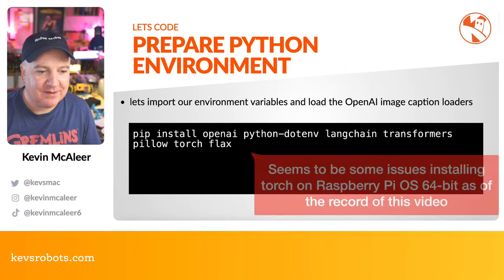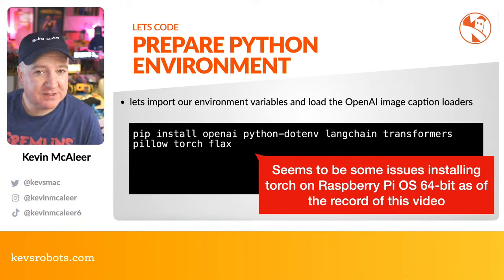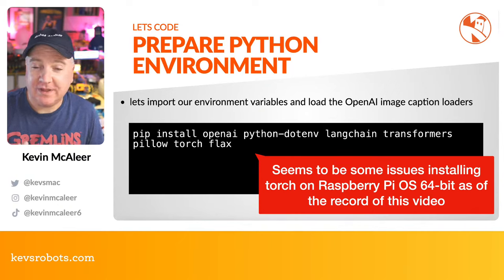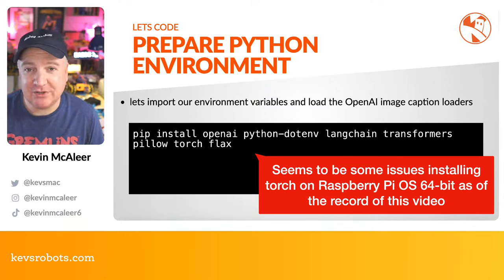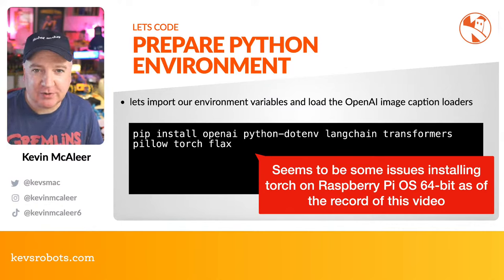Okay, so we prepared that environment. We need to do some other things as well. We need to create a virtual environment, and load into it all these different Python packages. We usually use pip for that. So there's pip, OpenAI, python-dotenv, which is the environment variable loader, langchain, which is a language chaining piece of software, transformers, which isn't a cool toy from the 80s, that's another language model transformer, pillow, which does image transformations, torch, which is some AI stuff, as well as Flax.